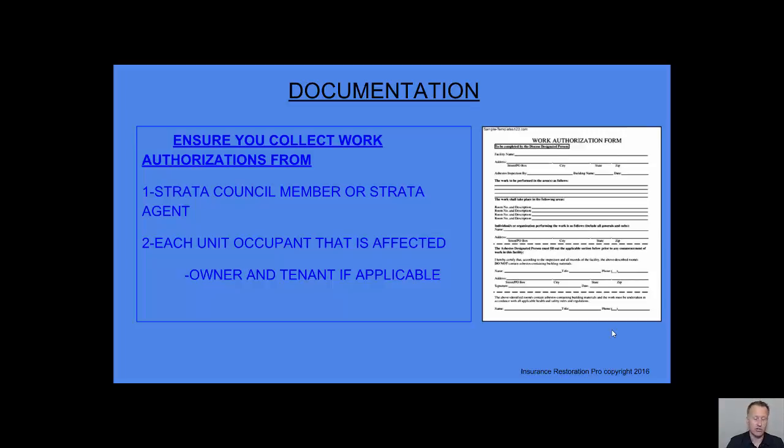Also, if there's any tenant improvements within the units themselves, they could have contents that are affected, so their couches or their TVs or anything that's not connected to the building could be affected, as well as maybe tenant improvements like laminate flooring or crown moldings on the roof. So anything like this, you're going to need a separate work authorization from the occupant of the unit, so that you have authorization to handle their contents or their betterments within the unit. So work authorizations are mandatory. That's something that you need to have on your first visit.